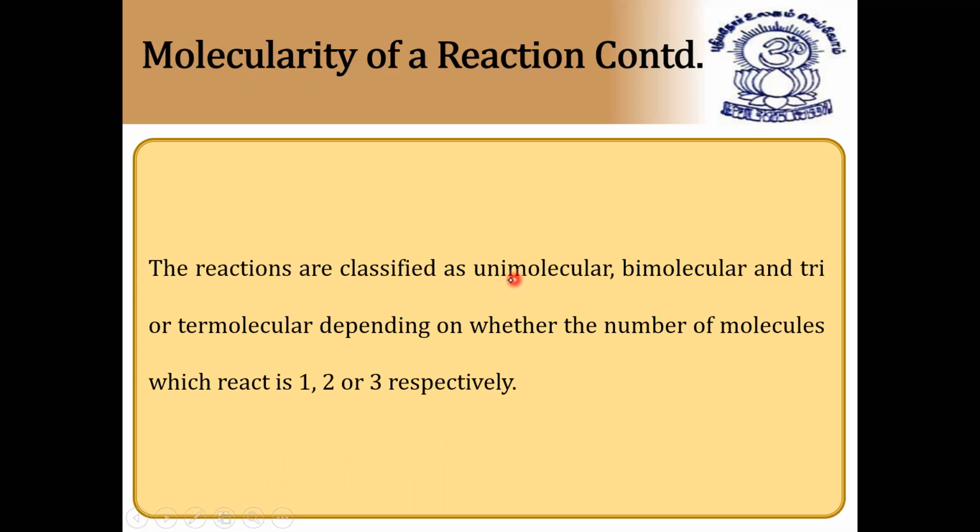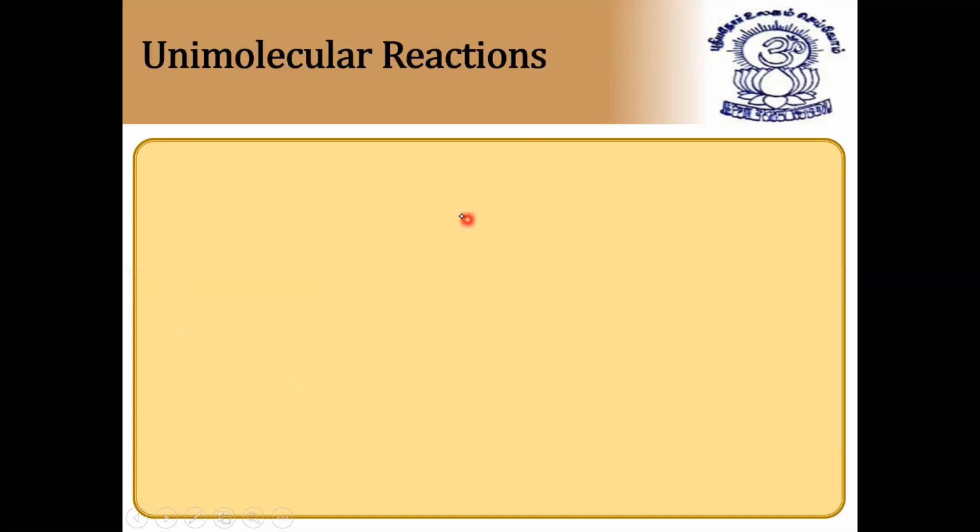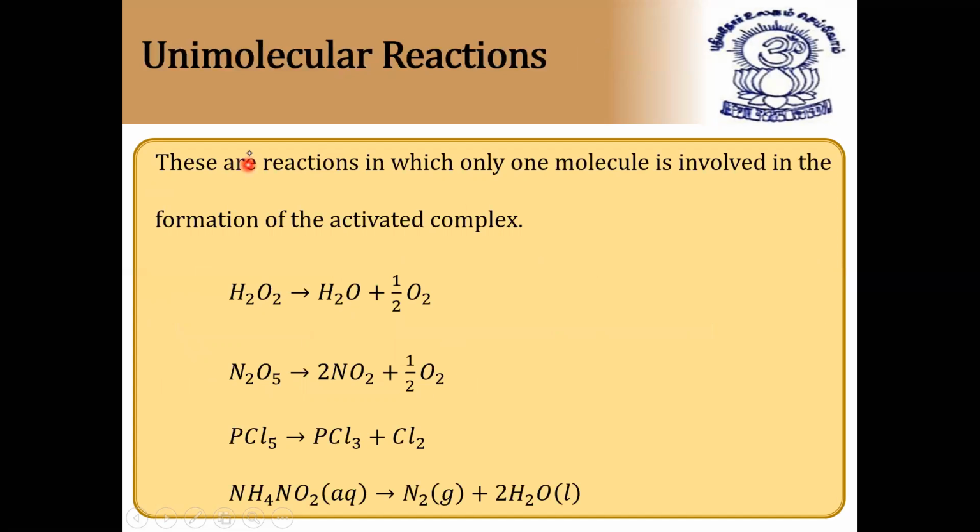These reactions are classified as unimolecular if they have one molecule, bimolecular for two molecules, trimolecular for three molecules, and termolecular for four, depending on whether the number of molecules is one, two, three, and so on respectively. Next, let us consider unimolecular reactions. The elementary step has only one reactant. These are reactions in which only one molecule is involved in the formation of the activated complex.